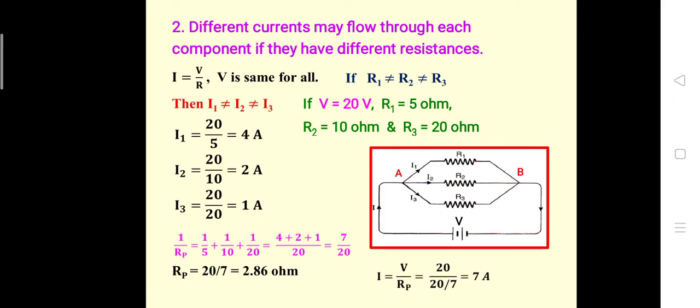Here the net current drawn from the source I is equal to net voltage applied upon net resistance. So net voltage applied is 20 and net resistance in parallel combination is 20 by 7. On solving, we will get current drawn from the source is 7 ampere. And from the above calculations, I is equal to I1 plus I2 plus I3. Add these three values, 4 plus 2 plus 1, that is also equal to 7 ampere. Hence it is verified. In both ways, current drawn is the same.